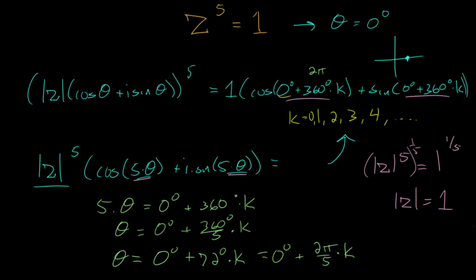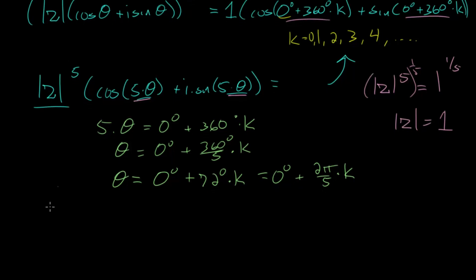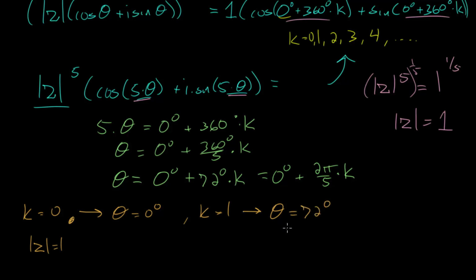And at this point, we will look at the different k values here. To get our solutions of this equation, we can take k equal to 0. And we know the magnitude of the number is 1 for all of these. For k equals 0, our angle would just be 0 degrees plus 72 times 0. So theta is 0. And for k equals 1, theta would just be 0 plus 72 times 1, or 72. And we could, of course, write this as 2 pi over 5.